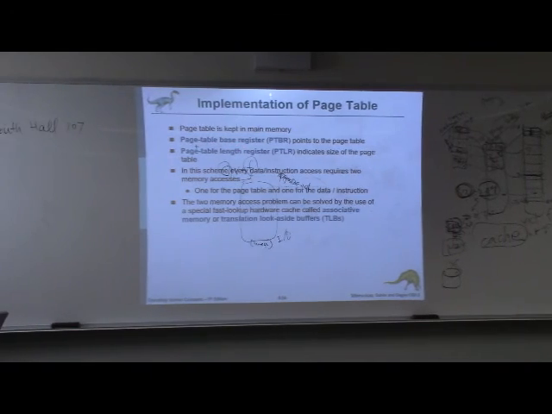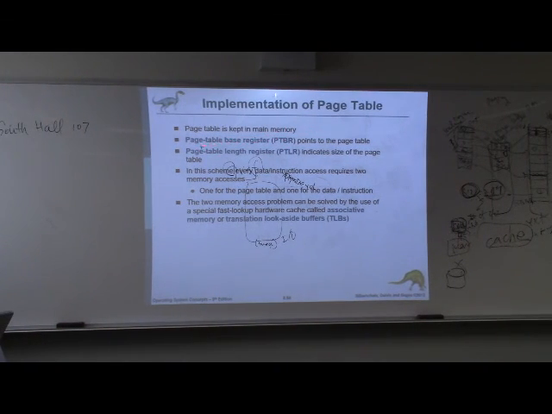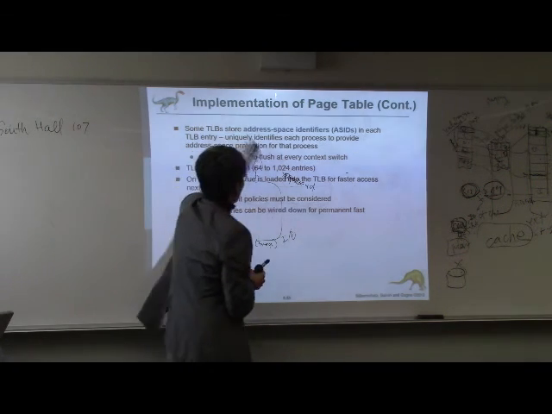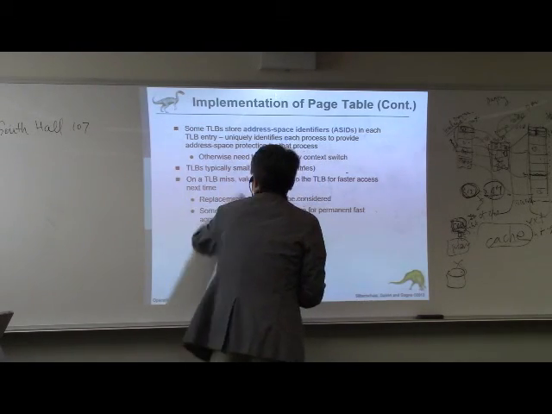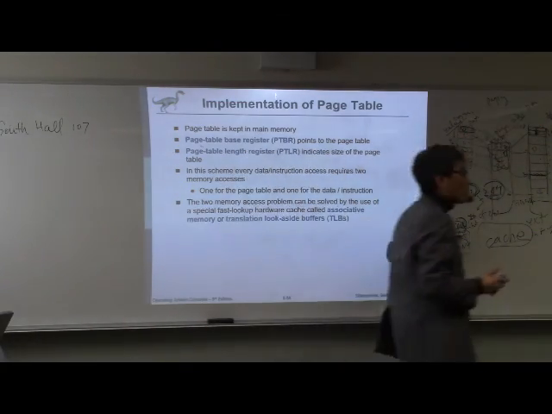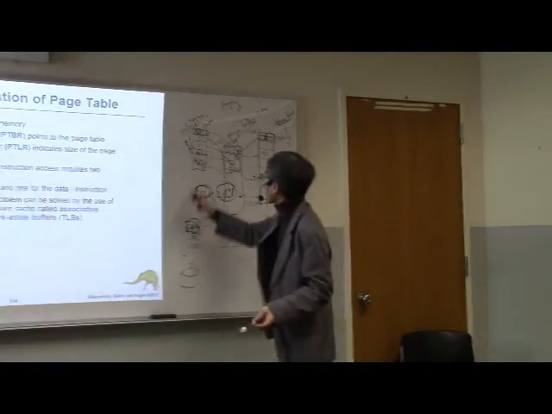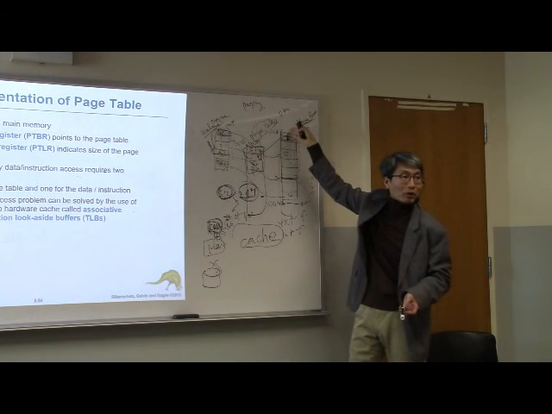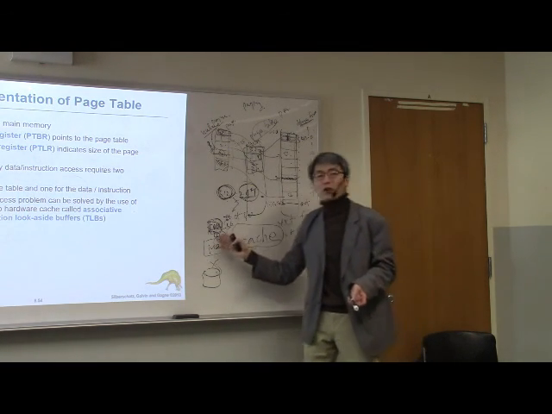So the implementation uses a page table base register. I forgot the name of that. It's a page table base register and a page table length register. It's a limit. So using these two pieces of information, that is called the translation lookaside buffer. It's called a TLB. That's a cache. This one is called a translation: we translate from the logical page number to the physical page frame number. So the translation lookaside buffer is a cache area.